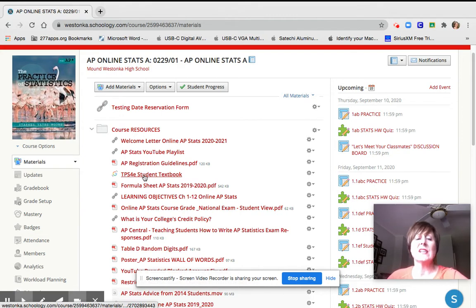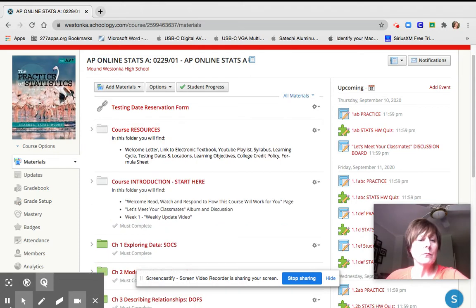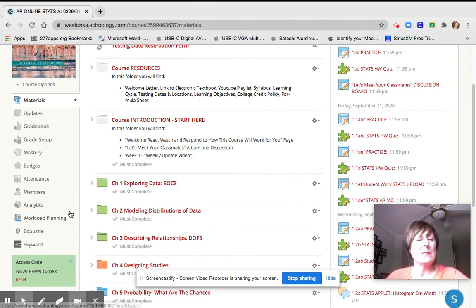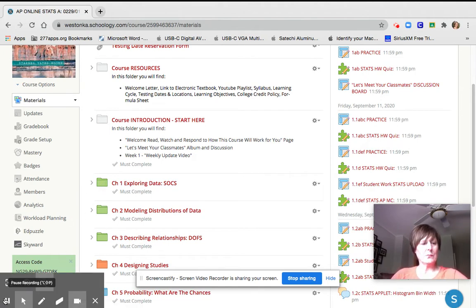This is more of a class view right now. There's also a formula sheet that you're allowed to use on your national exam. It's referenced here, but I'm going to give you a hard copy of that and a few other things. Now, right here is your course introduction, which is obviously where you are, so I'm not going to go into that one. But let's actually look at what a typical chapter would look like and what's expected of you.